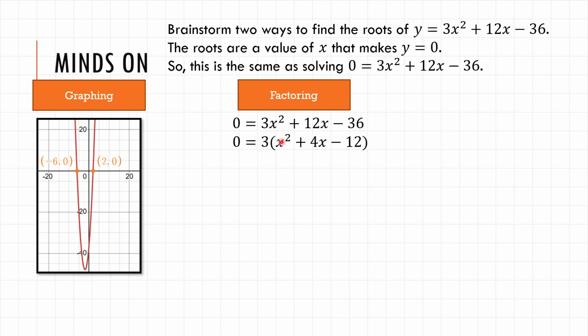3x squared divided by 3 is x squared. 12x divided by 3 is 4x. And -36 divided by 3 is -12. And then we can continue to factor this quadratic by using the sum product rule. So we're looking for two numbers whose product is -12 and whose sum is 4. And that's -2 and +6. And so this can be factored into x minus 2 times x plus 6. And of course, with that 3 remaining in front.